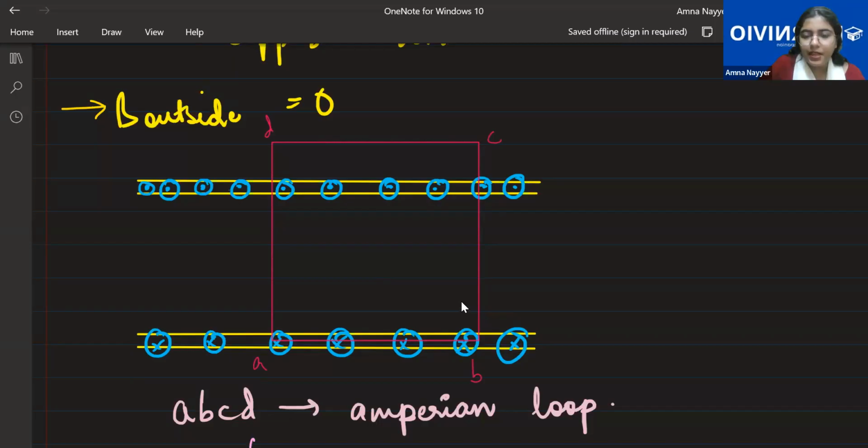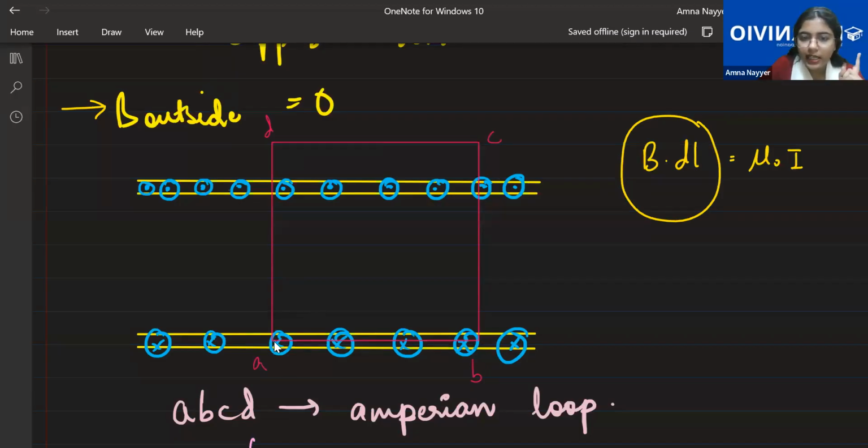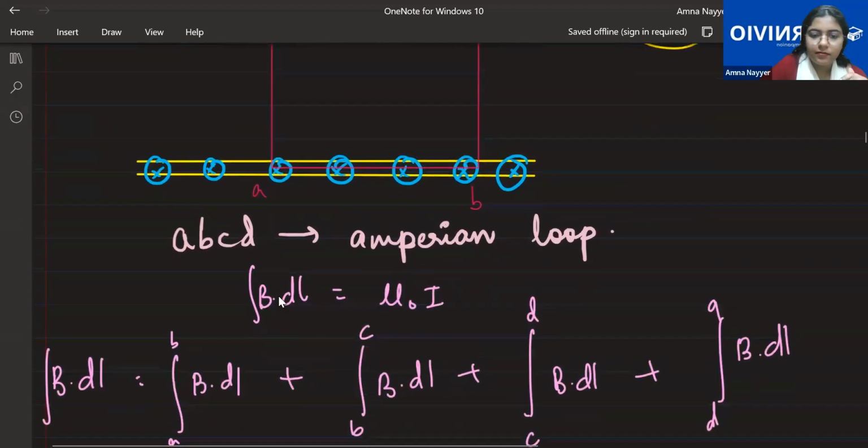So if we have this Amperian loop, can you see AD and CB? They are already perpendicular to it. And AB and DC will make the angle cos 0 degree between B dot dl when we take it. So we'll solve it in two parts. B dot dl is equal to mu naught I, we know. First we'll solve this and then we'll equate it. Now coming to B dot dl, we'll add all the B dot dl separately: B dot dl for AB, for BC, for CD, for DA. Got it?